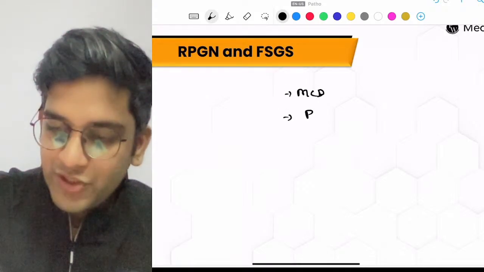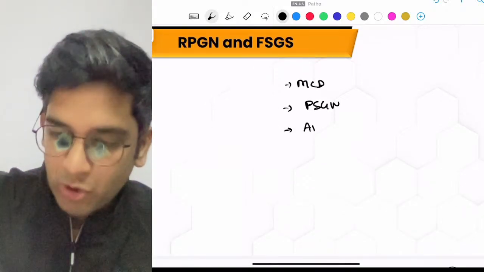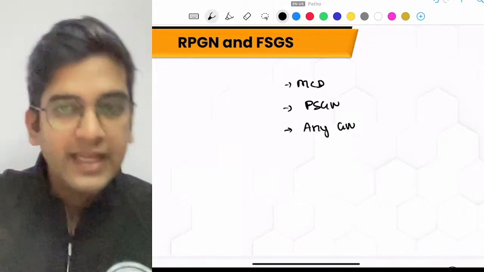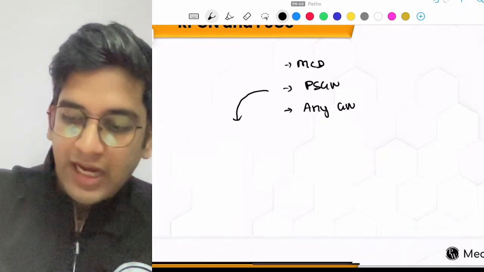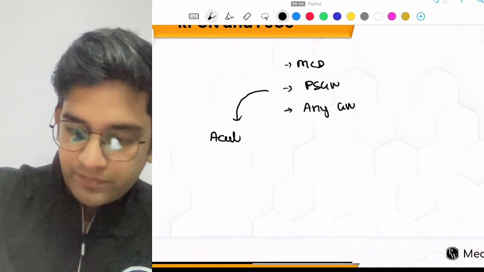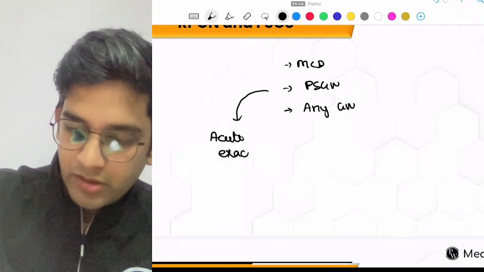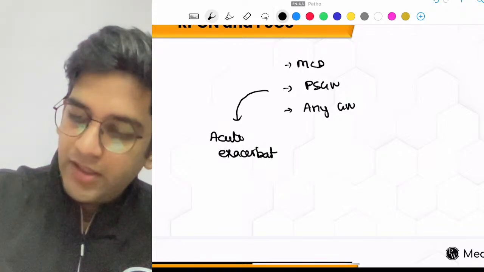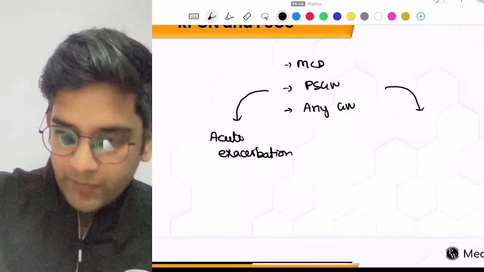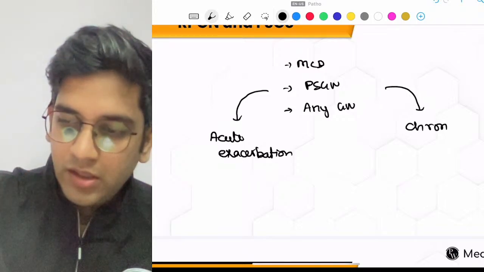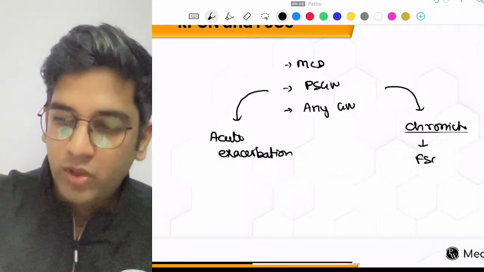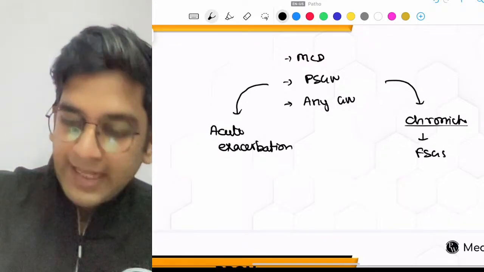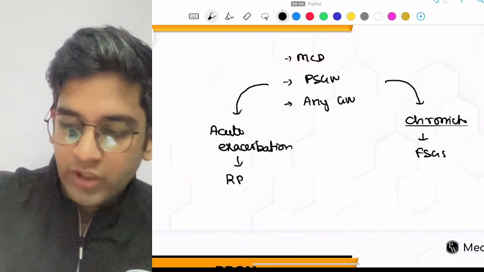Right? You have PSGN, you have minimal change disease, or any of the glomerulonephritis. Okay, I'm just writing any glomerulonephritis for that matter. There is a possibility this can have an acute exacerbation. At the same time, it can have a chronicity. Okay, both of them can happen. This chronicity is your FSGS, focal segmental glomerulosclerosis, and this acute exacerbation, I'm going to call it an RPGN.